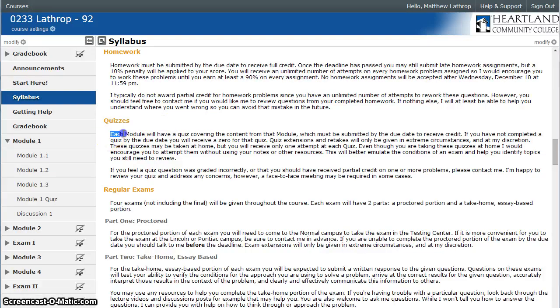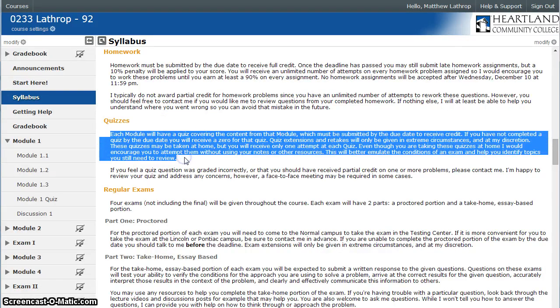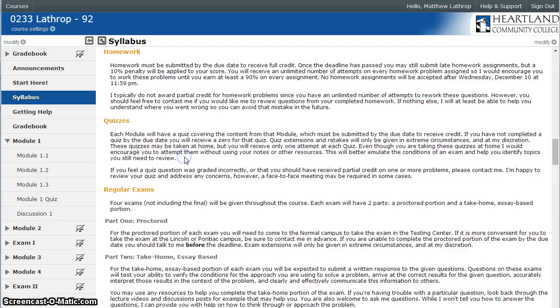Quizzes will be a little bit different. Quizzes you'll take at home, or you can come to campus and take those in the computer lab here, but there's no need to go to the testing center. For quizzes, you'll have just one opportunity to take that, but there will be a practice test available to you. You certainly can contact me if you think a quiz question was graded incorrectly. I'm happy to take a look at that, see if any credit's available to come back to you. So always make sure you review quizzes, how those were graded. And if you have questions, let me know.